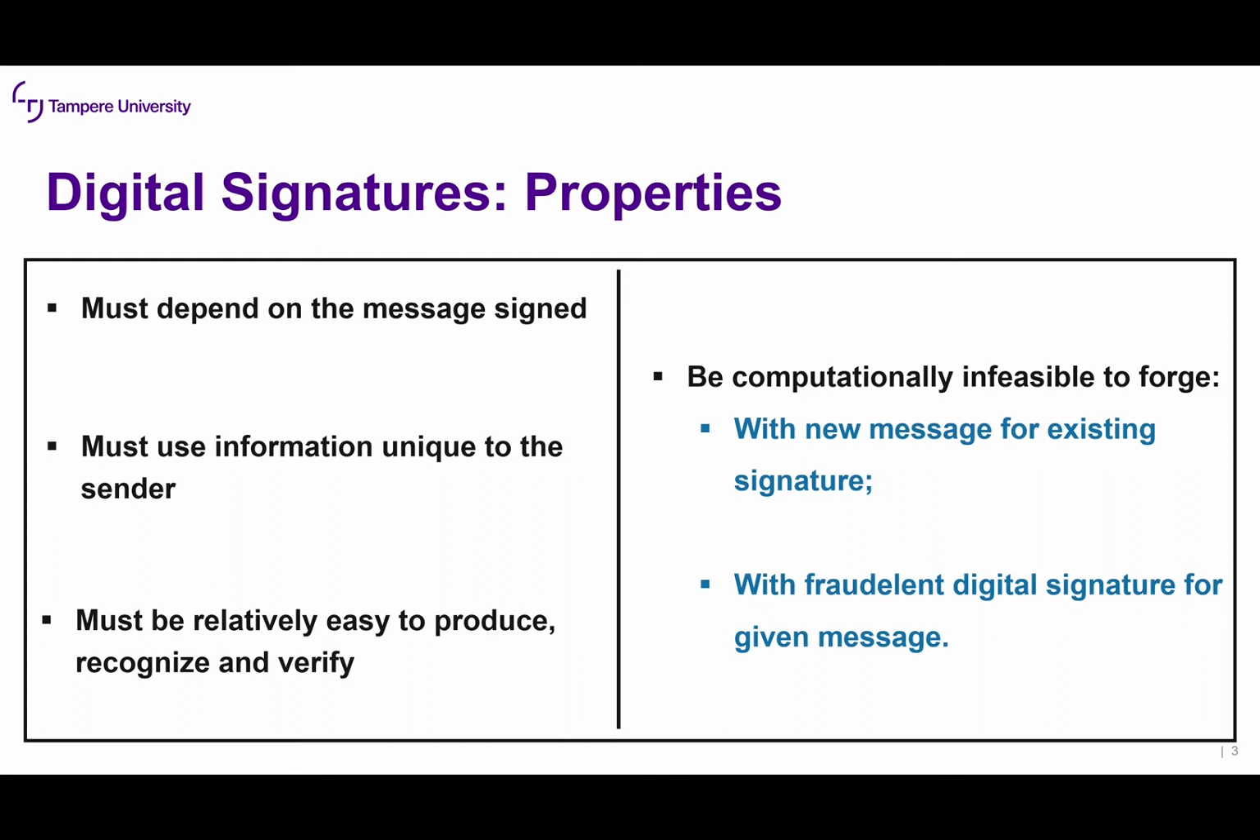Now, digital signatures have some core properties. First of all, a digital signature must depend on the message that is signed. In order to sign a message, the sender needs to use information that is unique to him. So for example, if Alice wishes to sign a message that will be sent to Bob, in order to sign the message she needs to use information unique to her, and this is her secret key, right? So in order to sign a message, we use our secret key, which we are the only ones who have access to.